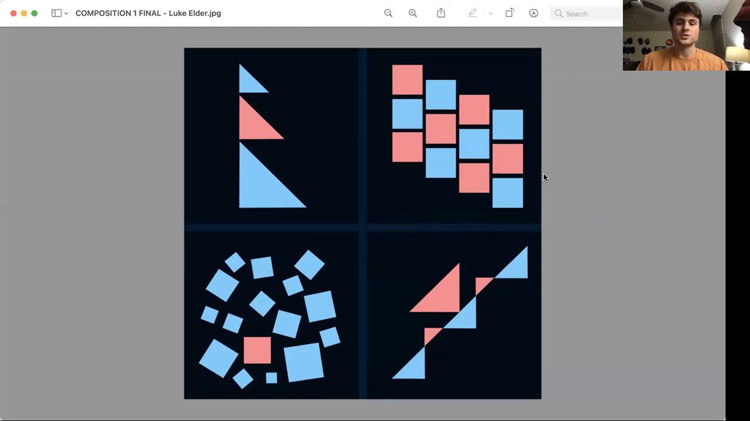So as a general unified whole, the composition is brought together through two primary things. The first of which being color. The light blue and the salmon is evident in all four of the quadrants. And the other element is shape. I use geometric shapes only for these, both squares and also triangles.